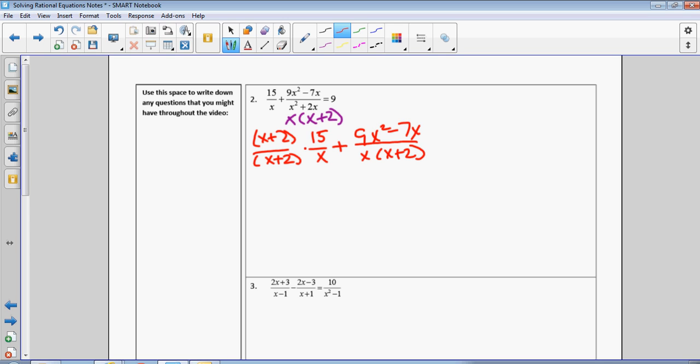And we almost forgot about the right side of our equation. Here's a 9. And it's also going to need an x times x plus 2. So let's write the x and the x plus 2.